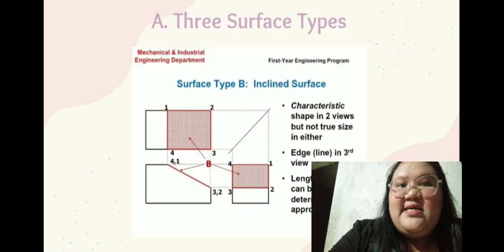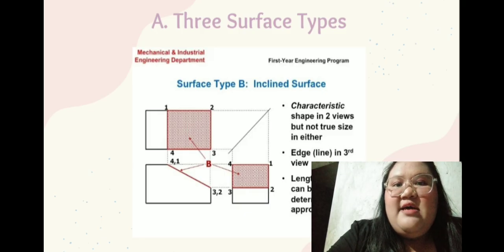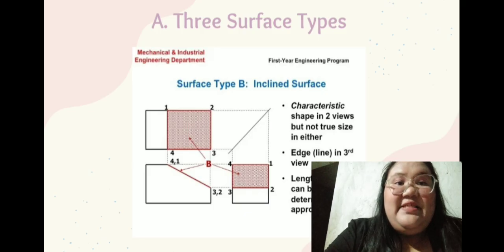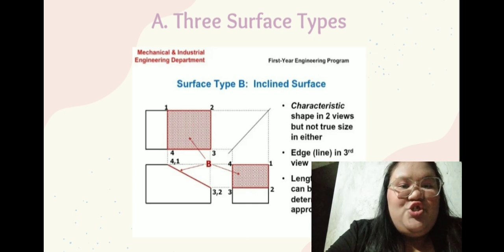This surface is inclined, meaning it is not parallel to any of the main planes: front, top, or side. Because it is tilted, it never shows its true size in any standard view. An inclined surface appears as a slanted shape in two views. The surface has a characteristic shape in the front view and the side view. These shapes are not the true size of the surface. They are distorted because of the tilt. In the third view, it appears as a line. One view will show the inclined plane as only a straight line because you are looking at its edge.